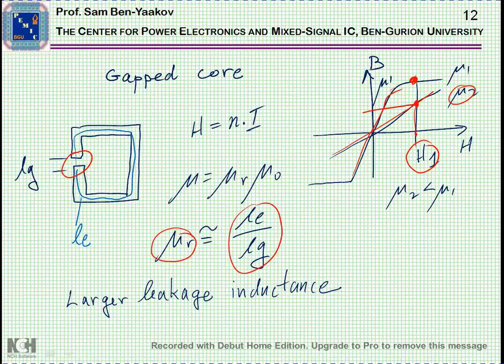Now, what's the downside of this? Number one, L, that is the inductance, which is a function of mu, will become lower. So we'll have a higher magnetization current. Another problem that might arise is that the lower permeability may cause larger leakage inductances, which is not desirable, and again, this is not a subject that I'm going into in this presentation.